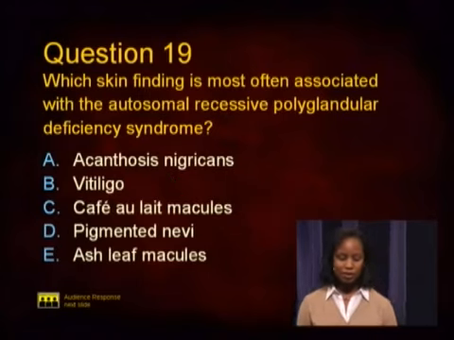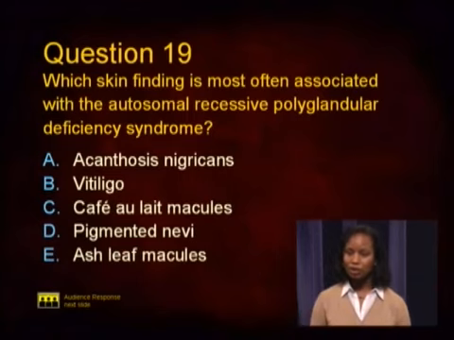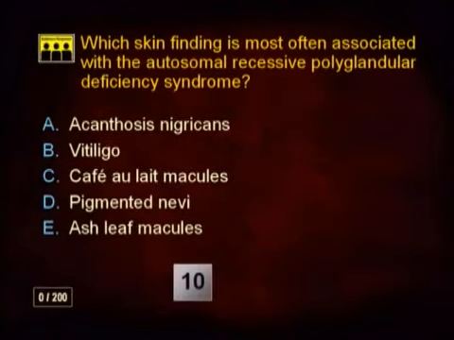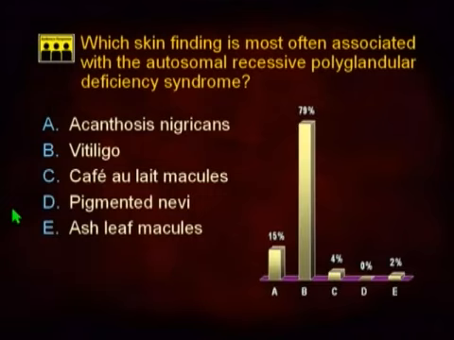So here's your chance to vote. Which skin finding is most often associated with the autosomal recessive polyglandular deficiency syndrome? Okay, good. So most everybody was paying attention. The vitiligo, remember, goes along with that.